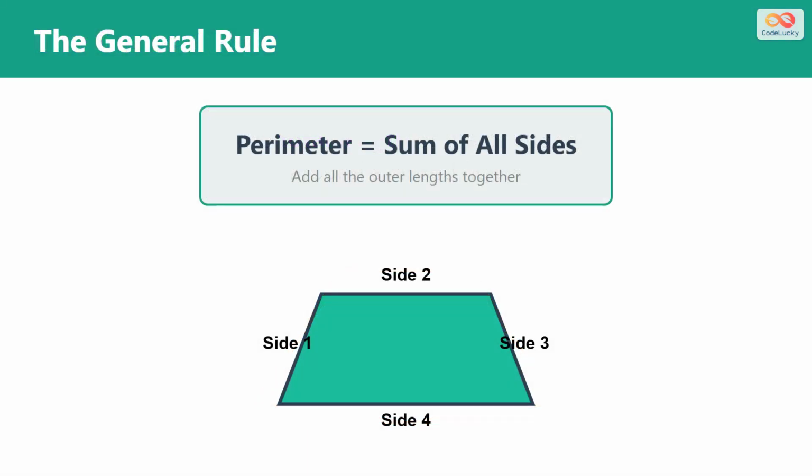Calculating the perimeter is actually very easy. The general rule is, perimeter equals the sum of all sides. You just need to add the length of every outer side together.